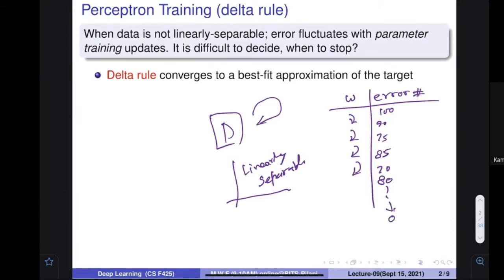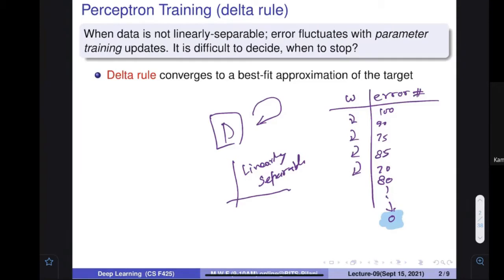Since we know that at some point the error is going to be zero, this fluctuation is not going to affect us. Whatever fluctuation is going on, let it happen. At the end, when the error becomes zero, we stop, and the corresponding weights we utilize as the learned weights. So this is the general setting that we follow.